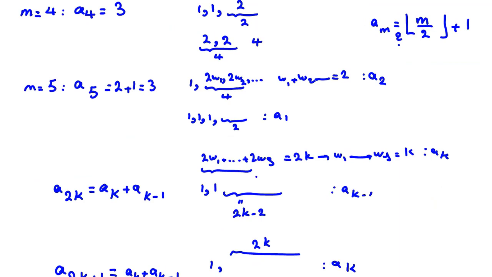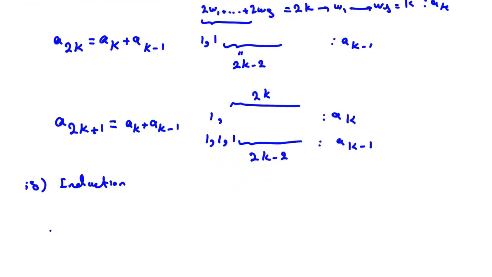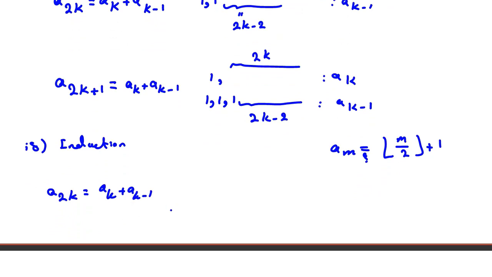If we use induction, so A2k is what? We want to prove that A_M is floor of M over 2 plus 1. A2k is AK plus AK minus 1. And at the end, I will tell you the base case. We need which base cases? Okay, after solving the problem, you should pay attention to your proof and you will find out exactly which base cases you need. So AK is K over 2 plus 1. This one is K minus 1 over 2 plus 1.